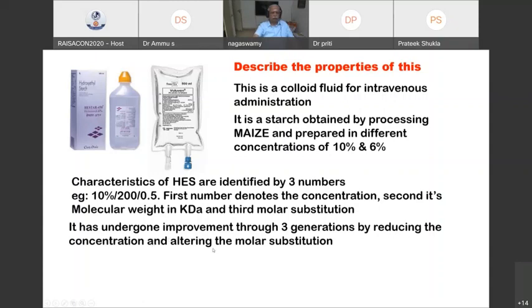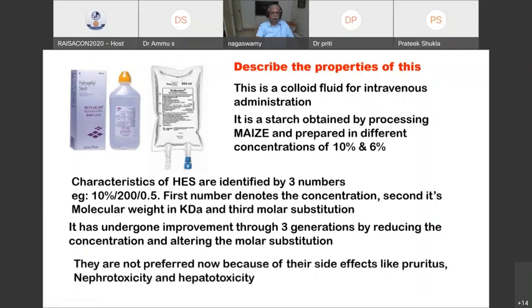So it has undergone improvement through 3 generations by reducing the concentration. Earlier it was first introduced as 10% in a very enthusiastic way to improve the intravascular volume by osmotic absorption from the interstitial fluids. But later they found it is causing a lot of damage to the kidneys. So they reduced it to 6%. And the molar substitution is another important advancement. It makes this drug safer compared to the older ones.